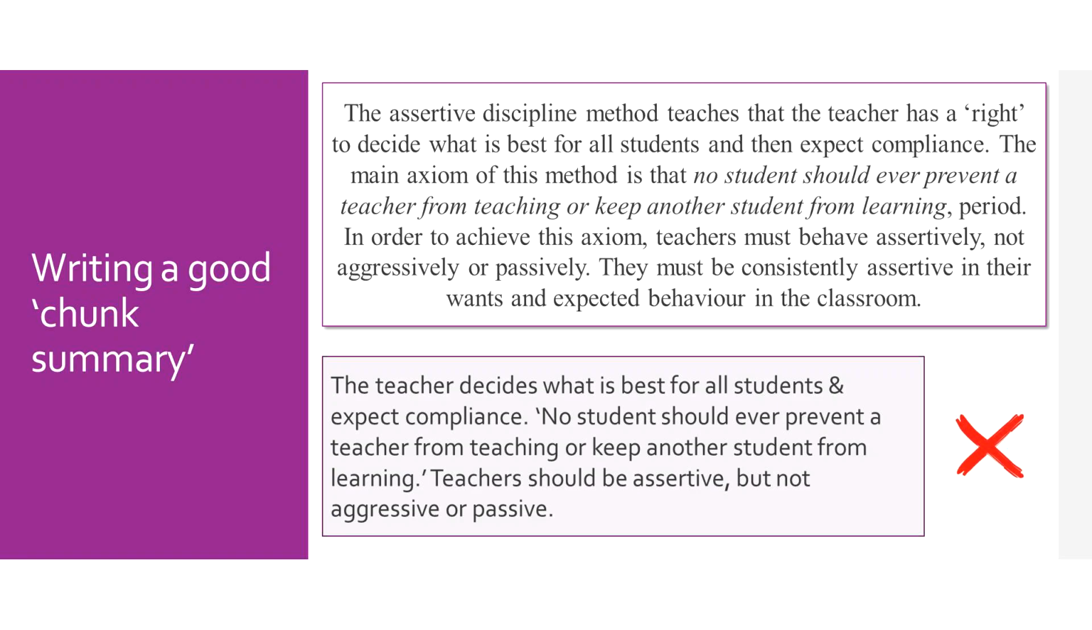The first example below this of a summary is: the teacher decides what is best for all students and expects compliance. No student should ever prevent a teacher from teaching or keep another student from learning. Teachers should be assertive but not aggressive or passive. Now, of course, you can see the cross next to that example.